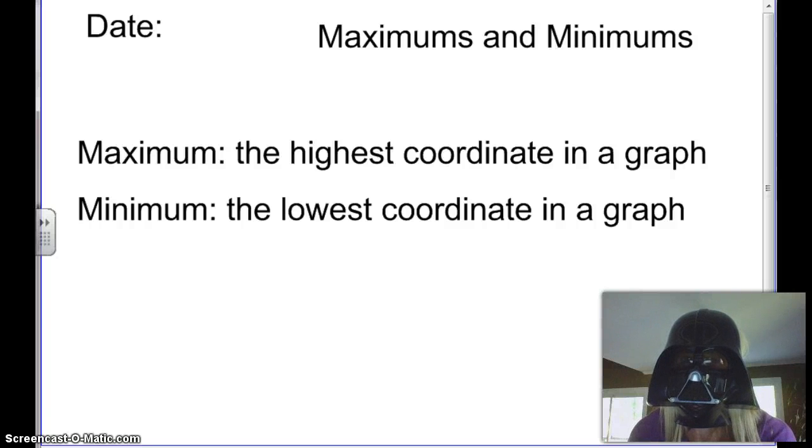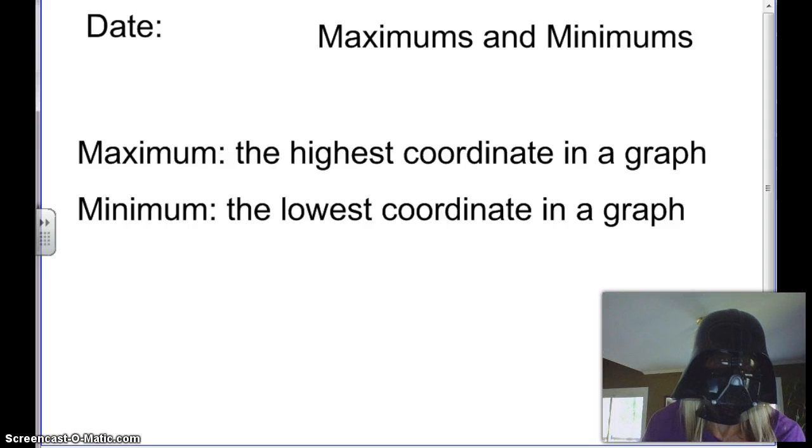Tonight, we will talk about maximums and minimums. Make sure to put your date on your notes. Very simply, maximum is the highest coordinate of the graph, and the minimum is the lowest coordinate of the graph. It may have one, it may have the other, or it may have neither.